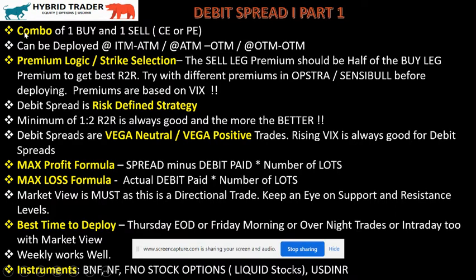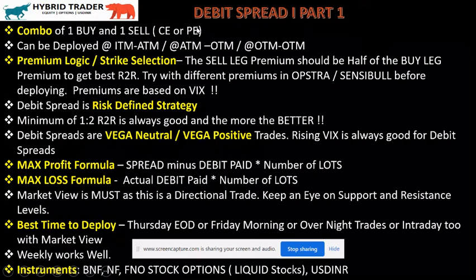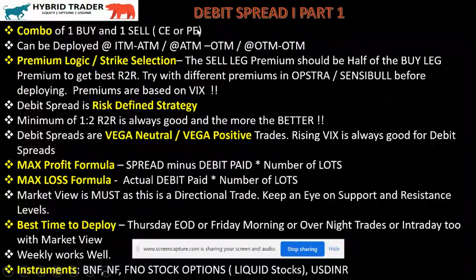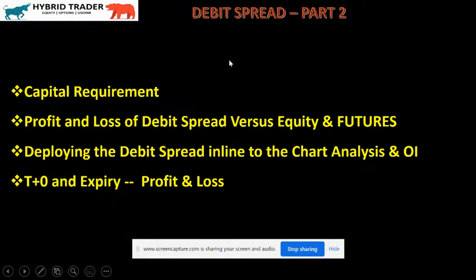Last time when we discussed, I said the debit spread is a combo of one buy and one sell, so it can be deployed on both the CE and the PE side. Last time we took an example only for the CE, that is the bullish market. The same thing can be applied on the PE side. So if you have a bearish market view, you can go for the PE debit spread, which is the bearish one.